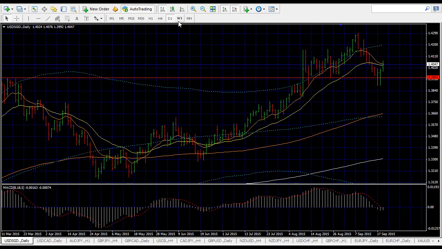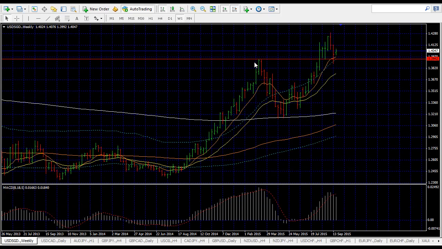USD SGD, if I go onto the weekly time frame, here was the previous high, so I plot a line over here. As you can see, the market broke up somewhere here in July, and ever since then these lines have been holding well. It didn't close below, so it shot up, and right now it's coming back towards the old red line, which is the old rejection level.